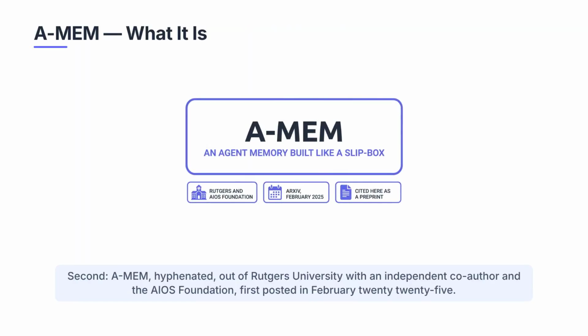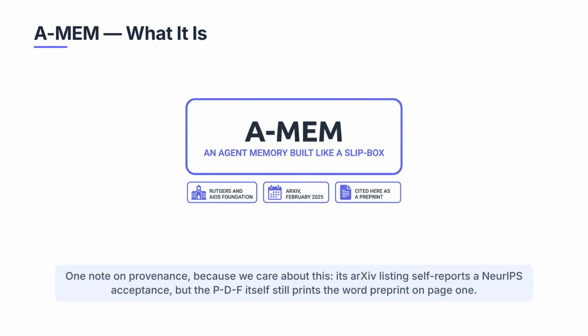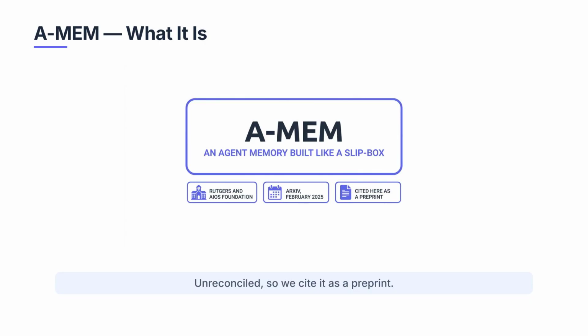Second, A-MEM, hyphenated, out of Rutgers University with an independent co-author and the AIOS Foundation, first posted in February 2025. One note on provenance, because we care about this. Its archive listing self-reports a NeurIPS acceptance, but the PDF itself still prints the word preprint on page 1. Unreconciled, so we cite it as a preprint.